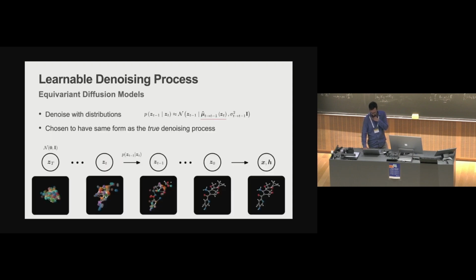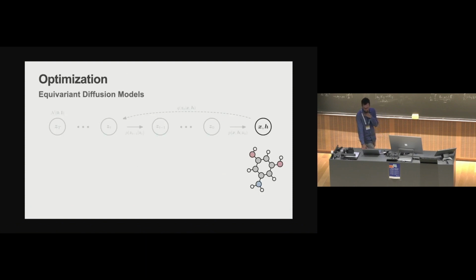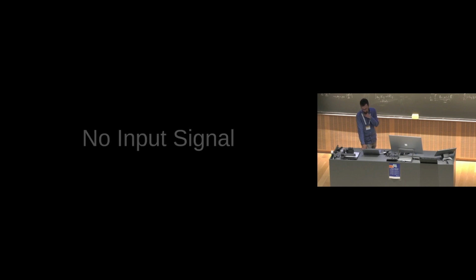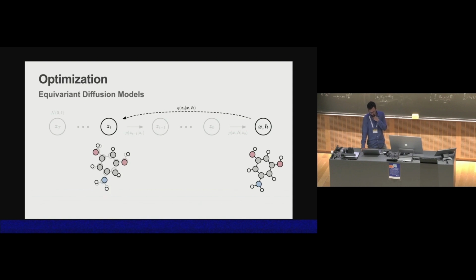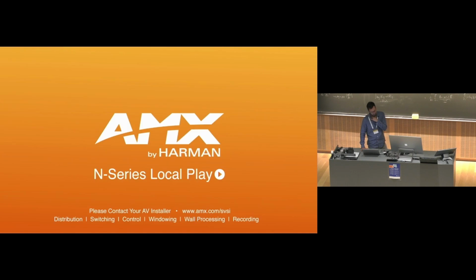Okay, so then the optimization process. How does it go? So basically, we just have this sample that is represented with X and H. So the sample is basically X is the continuous data, H is the discrete one. So we sample, we obtain a diffused sample of this molecule.